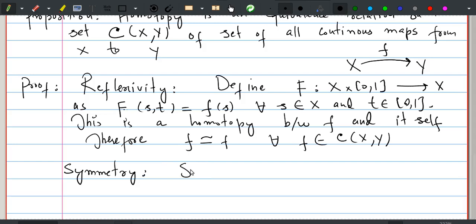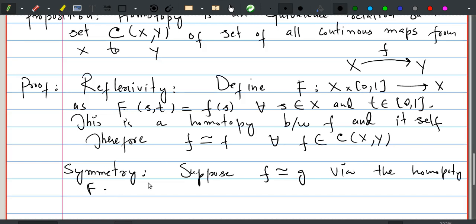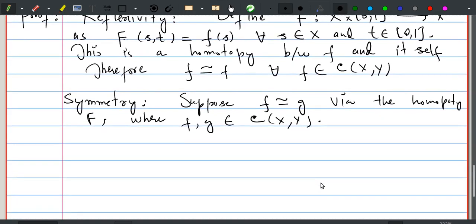Now as far as symmetry is concerned, suppose f is homotopic to g via the homotopy F, where f and g are continuous maps from X to Y. We have to exhibit a homotopy, say capital G, which will prove that g is homotopic to f.